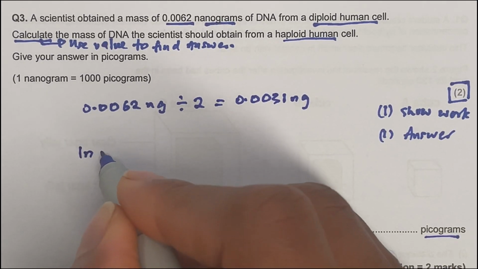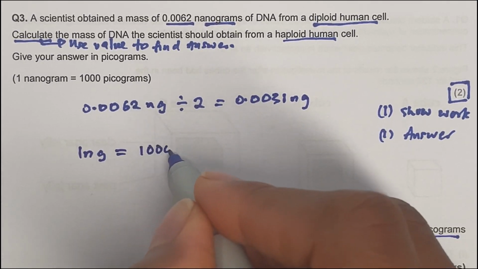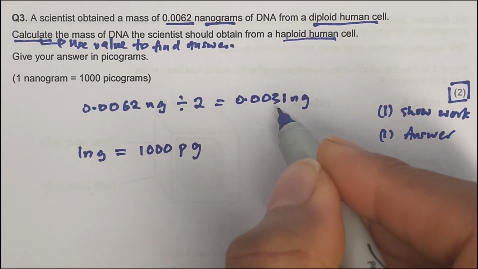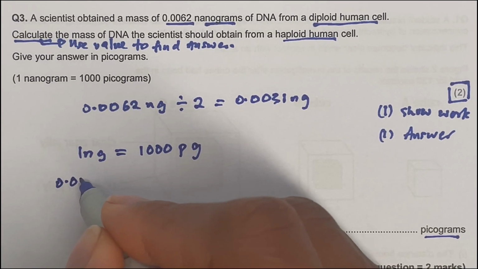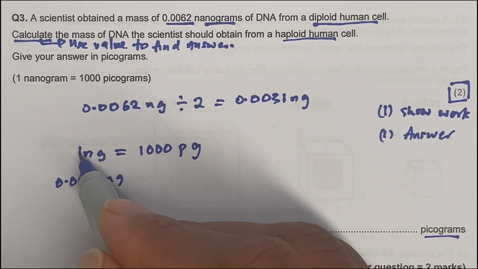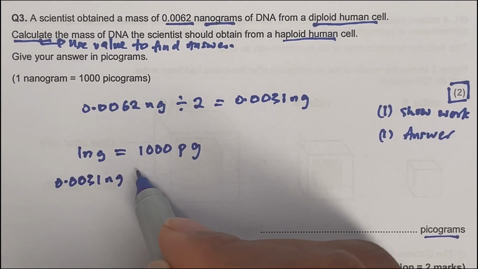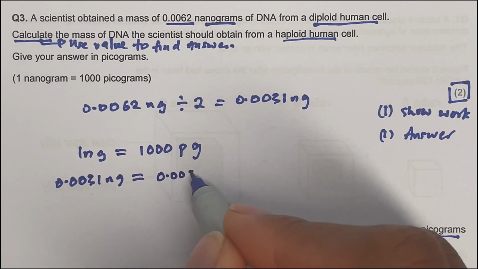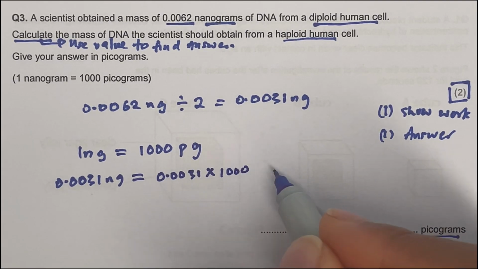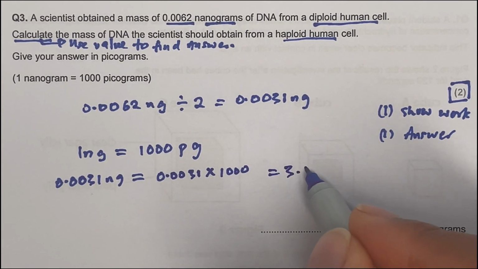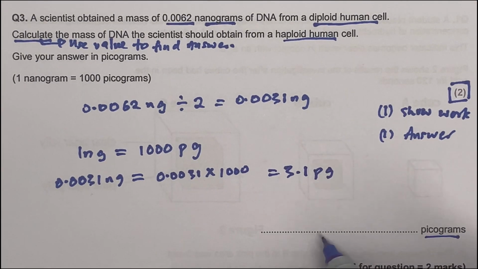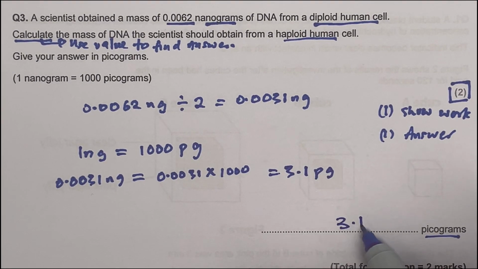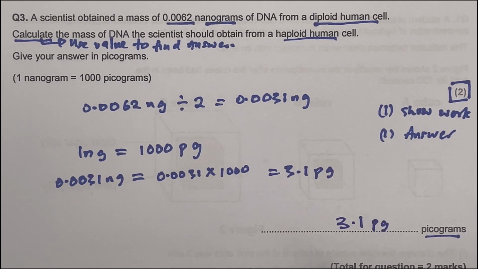Now, 1 nanogram is equal to 1000 picograms. Okay, so I put this value here. What if I'm looking for 0.0031 nanograms? 1 is much bigger than this, so my answer should also be a lot smaller than 1000. So 0.0031 times 1000 gives me an answer of 3.1 picograms. So here I have to write down my answer, 3.1 picograms. Okay, so 1 mark for this, 1 mark for my answer.